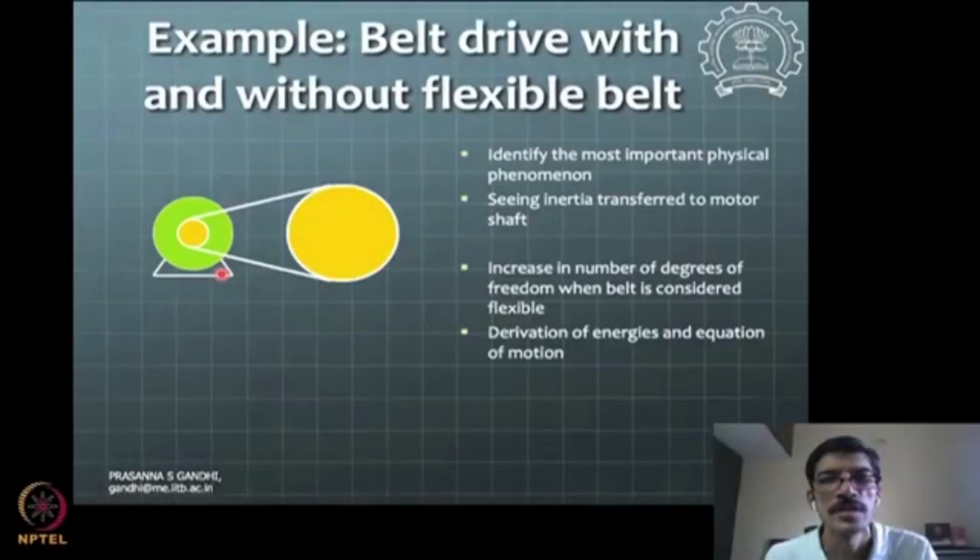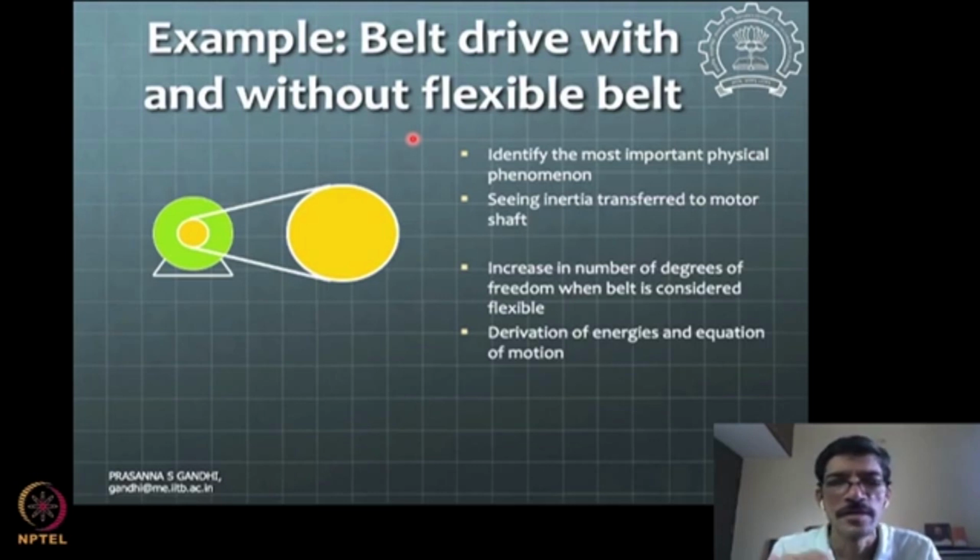So now we consider the next example of a belt drive, with and without a flexible belt. This is again a system wherein this is theta m here and this is theta l here. This part of the derivation without the flexible belt we have seen in the previous class. One can see from there the kinetic energy that we had already expressed.